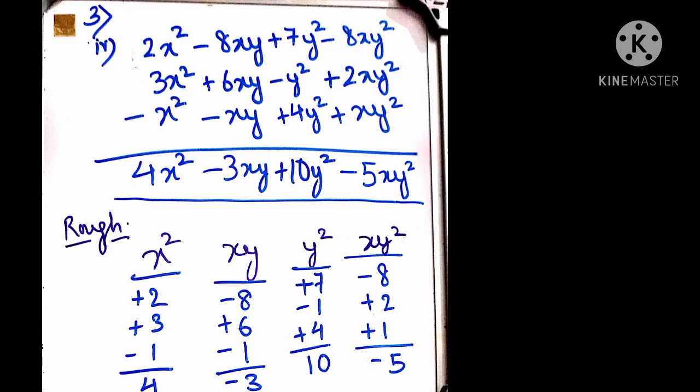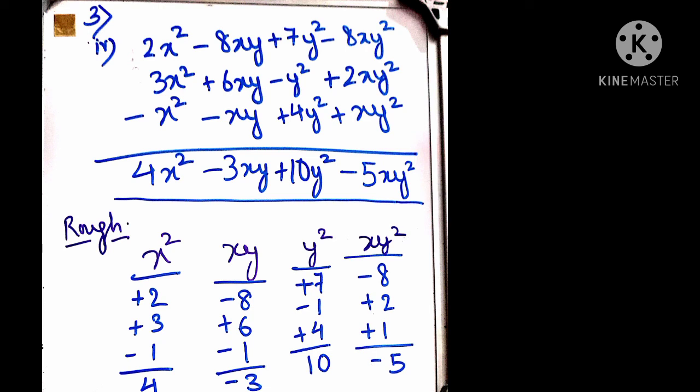Okay. Now question number 3, fourth one. We are using the column method. So see, we are starting from the right hand side. XY square. So because of lack of space, I am doing the rough at the below. So XY square, I have written all the numerical coefficients: minus 8 plus 2 plus 1. So we are getting minus 5. Then coefficient of y square: plus 7 minus 1. Minus y square means we have minus 1. Minus 1 plus 4. So 7 plus 4 is 11. 11 minus 1 is 10. So it is 10y square.